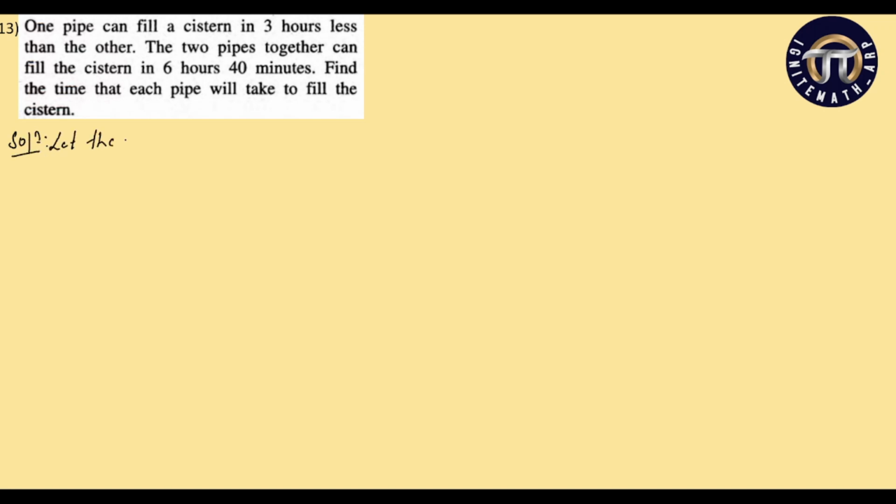So now what I do here is, now let me take the time taken. Let the time taken by first pipe to fill the cistern is equal to x hours. Okay, so similarly time taken by second pipe to fill the cistern is going to be, it is taking 3 hours less, so that is x minus 3 hours.